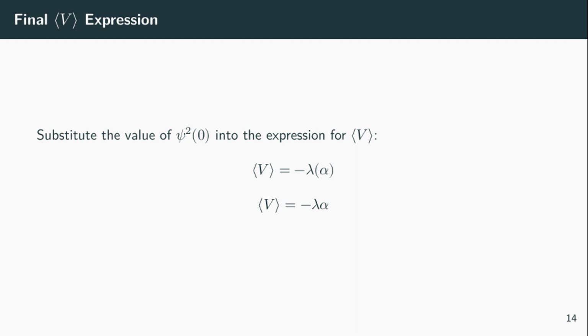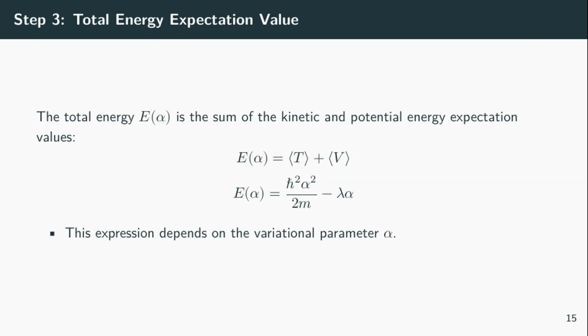So minus lambda alpha. Now we combine the kinetic and potential energy expectation values to get the total energy expectation value. According to the variational principle, this gives us an estimate of the ground state energy, and it depends on our variational parameter alpha. So E as a function of alpha, E of alpha is bracket T plus bracket V. That's h bar squared alpha squared divided by 2m minus lambda alpha. This expression clearly depends on alpha.